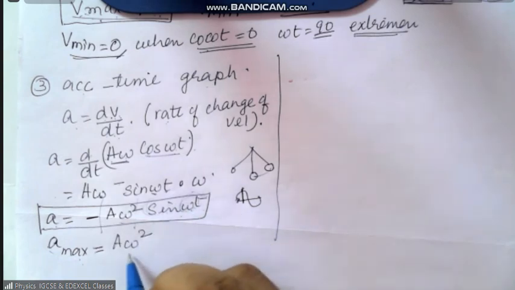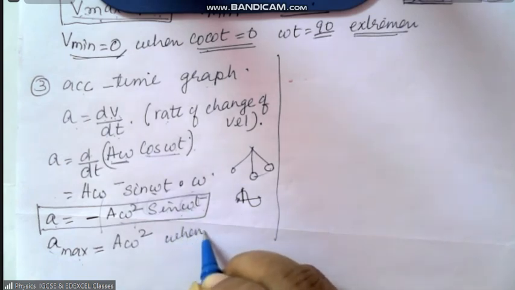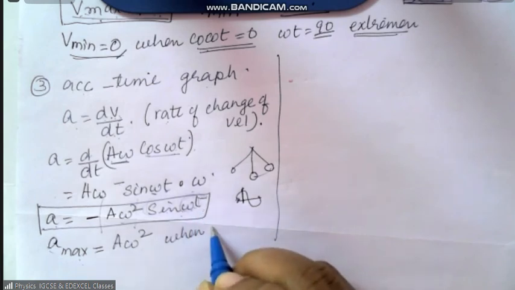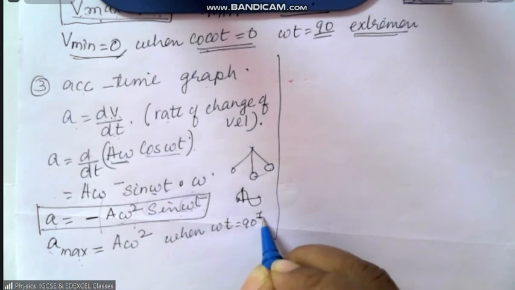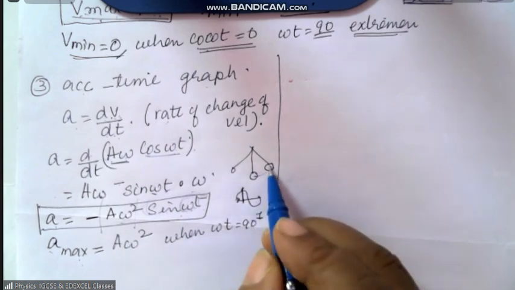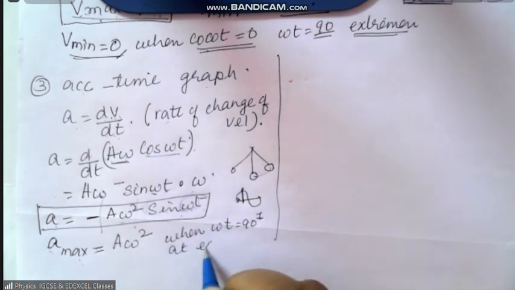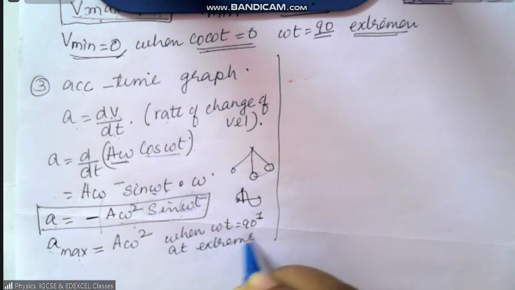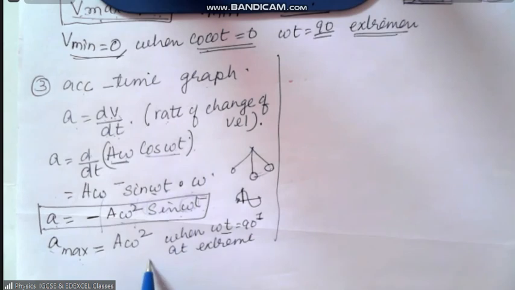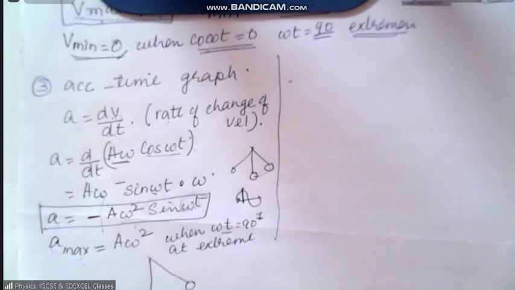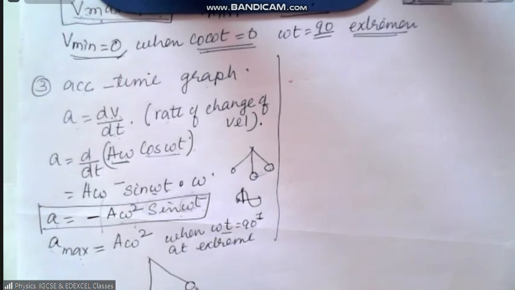Yes, this is when sine omega t, when omega t is equal to 90 degrees. Right, 90 degrees means at the extreme. So for example, if we draw here, this is the mean position. So acceleration A max is at the extreme.